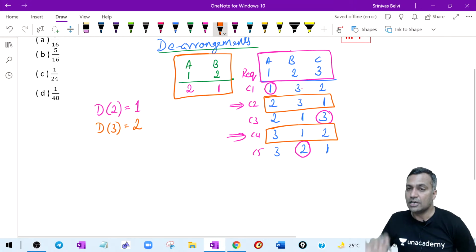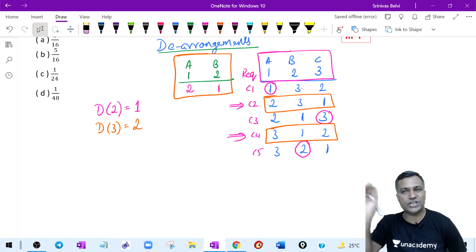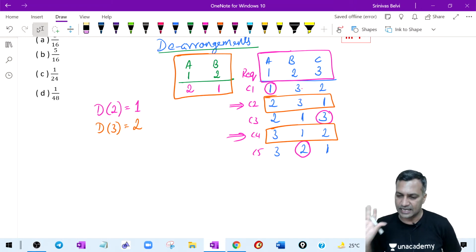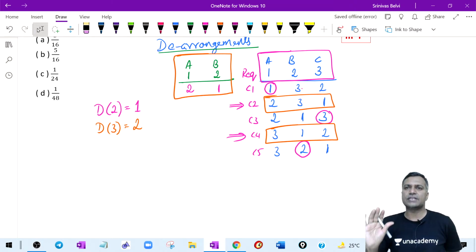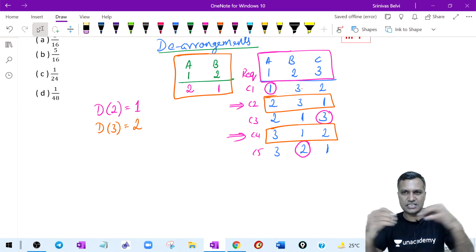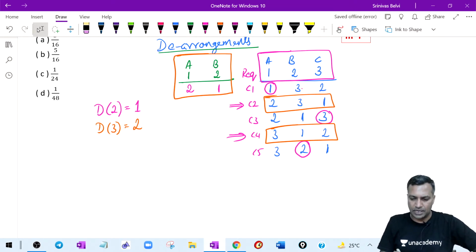Now, how do I do that? The proof of this comes from the inclusion-exclusion principle. I'm not giving the proof, I'm giving the formula directly. Try and remember that formula. Otherwise, if you want to prove this, we have to use the principle of inclusion and exclusion. That is how we can prove this particular part easily.